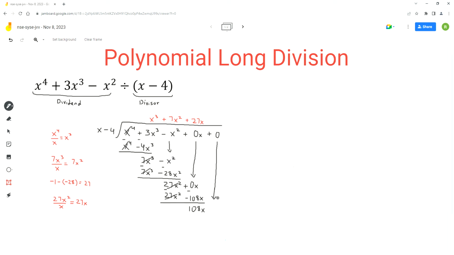Now we have to keep doing this polynomial long division until we bring down all of the terms from the dividend. So now we have to cancel out 108x. So we'll see what we have to multiply x minus 4 by so that we can cancel out 108x. So we do 108x over x, which is equal to 108. So that's the next term in our quotient.